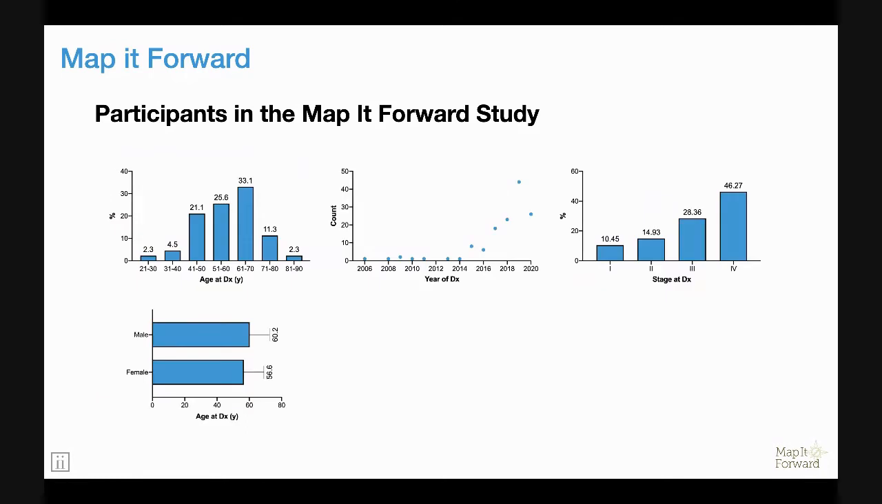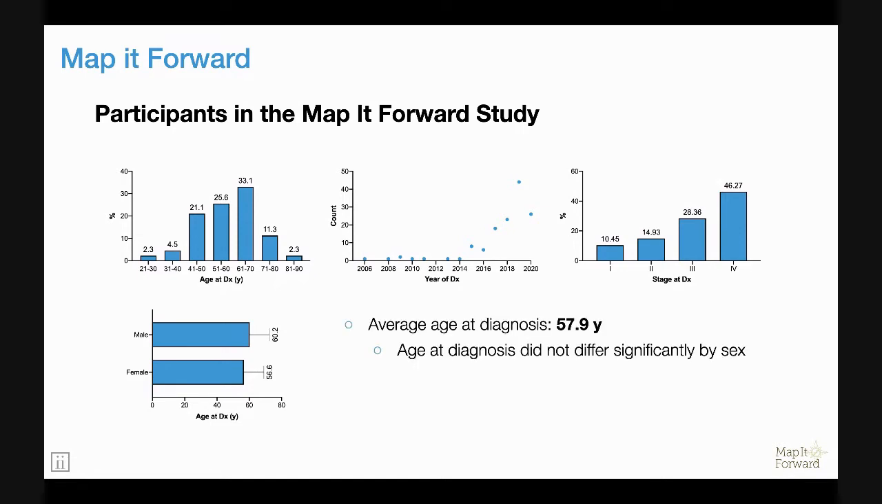This is a little bit of a busy slide, so I'm going to direct your attention to the first graph here on the left. This is another histogram, but showing this time age at diagnosis. And so again, we're seeing that most people are being diagnosed between 51 and 70 years of age. But in this case, the range of diagnoses was also 22 to 88 years. And the average age was 57.9 years.